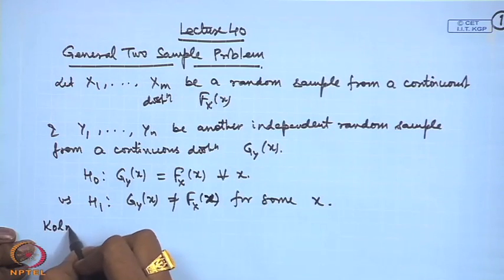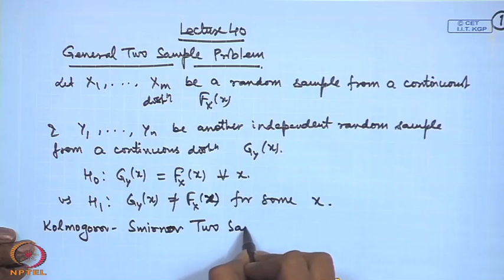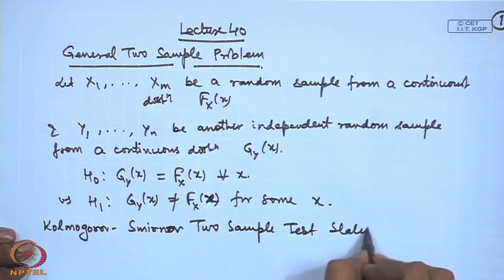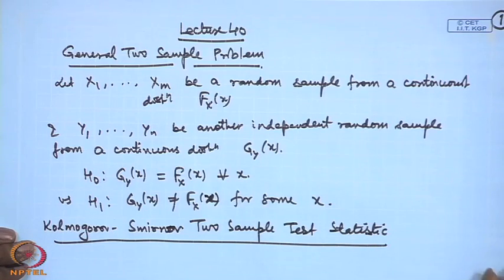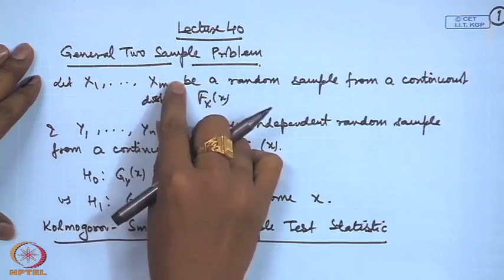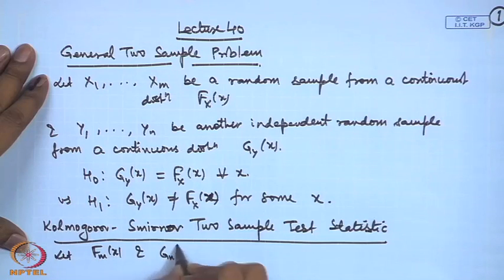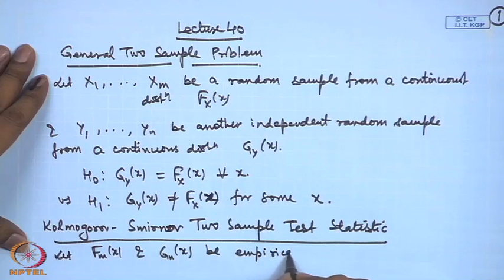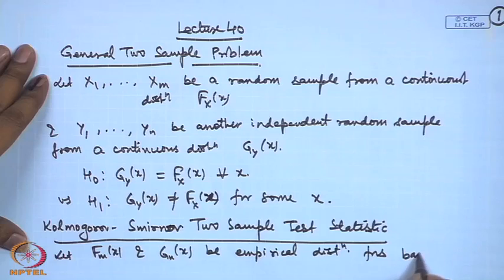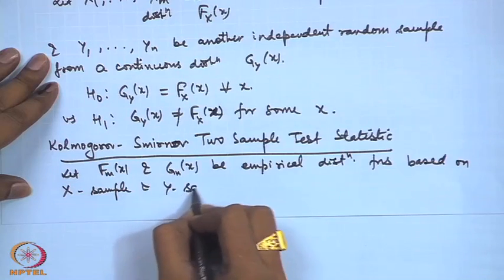For this problem, one of the most plausible solutions is the Kolmogorov-Smirnov two sample test statistic. So, let us define firstly the empirical distribution functions based on x1, x2, ..., xm and y1, y2, ..., yn. So, let Fm(x) and Gn(x) be empirical distribution functions based on the x sample and the y sample respectively.